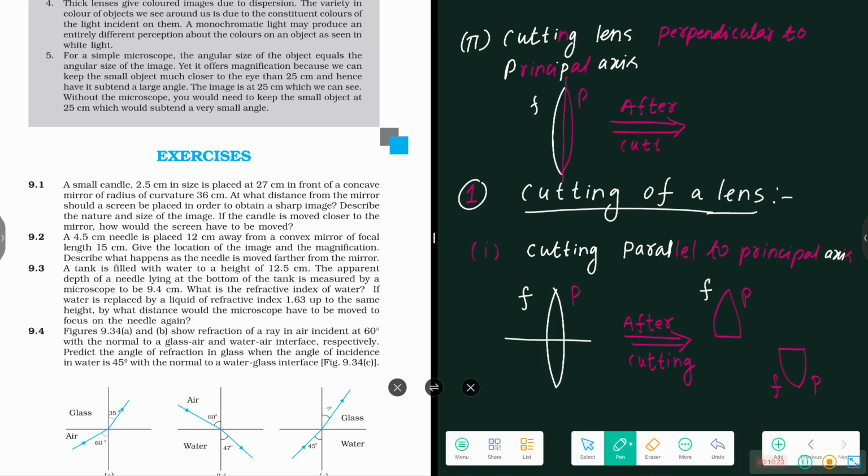After cutting, what will happen? The lens will become like this. Now this will become 2F and the power will become P by 2. Remember, P means power. Power will become P by 2. This is also 2F, power becomes P by 2. You write how it is coming, we can explain. P for power, F for focal length. That idea should be clear.